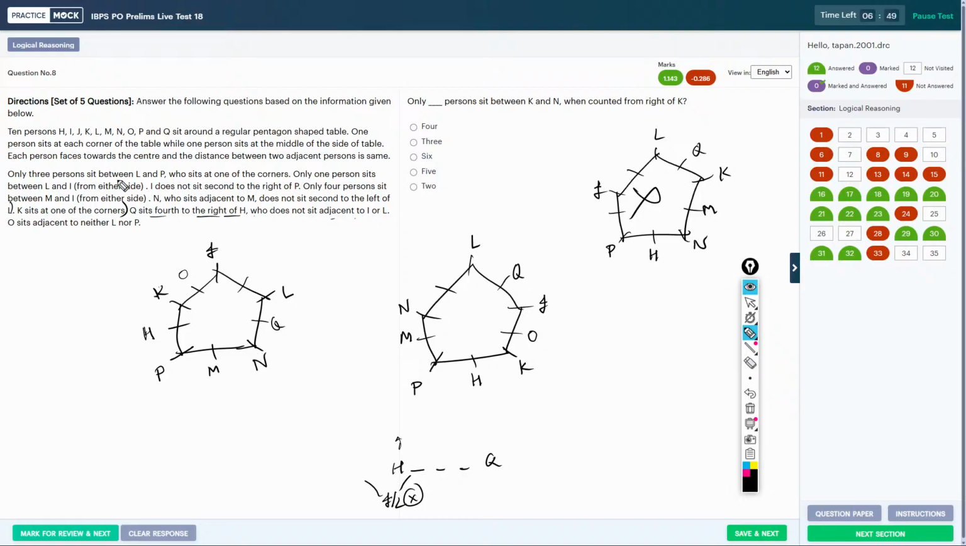Only 3 sit between L and P. Q sits fourth to the right of H: 1, 2, 3, Q. H does not sit adjacent to I or L. O sits neither adjacent to P nor L. M does not sit second to the left of L. Not getting it.